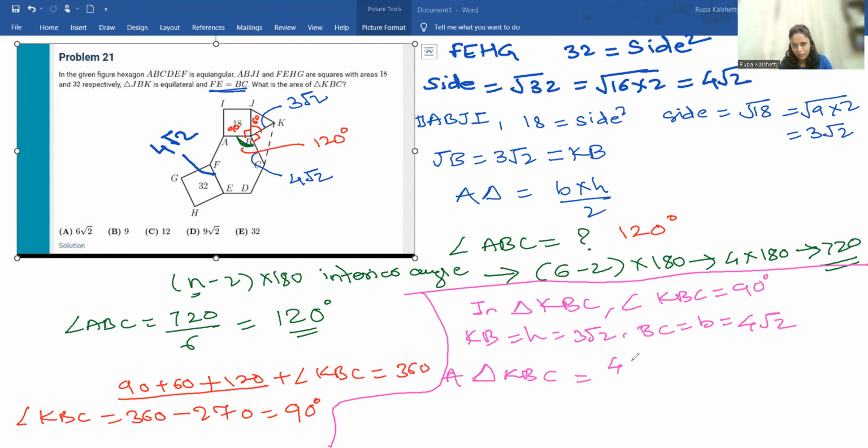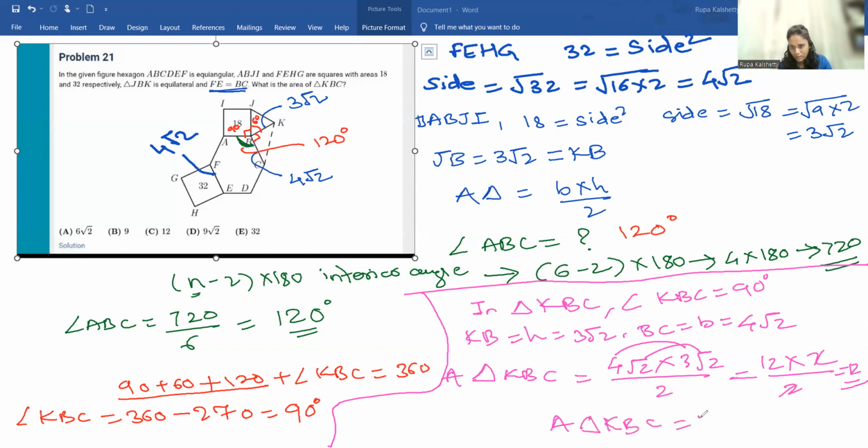So the area of this triangle KBC is going to be base times height, 4 root 2 times 3 root 2 over 2. If you multiply these two, it will give you 12. Then the 2 over 2 cancels, and you get 12. So the area of triangle KBC is 12. This is your answer. Let's see if there is any option that matches. Yes, option C. So option C is the correct answer.